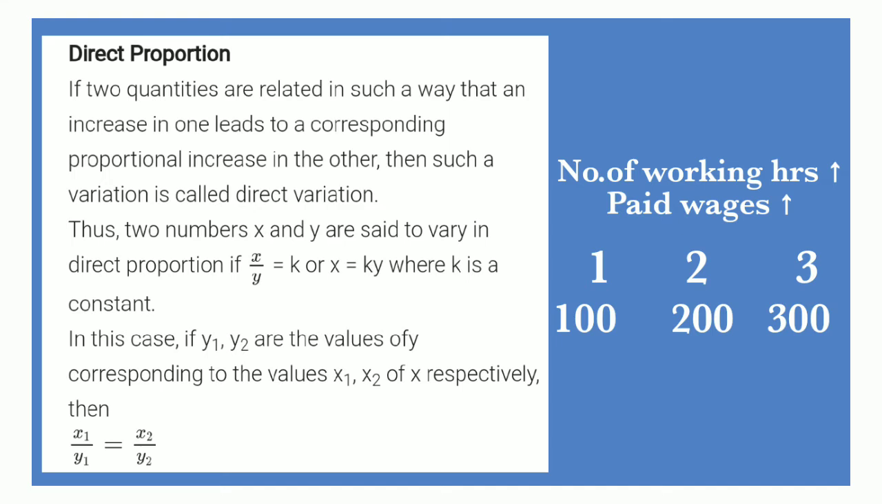Look at this example. Number of working hours is increasing and paid wages will be increasing. 1 working hour, that is 1 hour, paid means 100. So 2 hours means 200. 3 hours means 300. So 1 divided by 100 is equal to 1 by 100. 2 divided by 200 is equal to 1 by 100. 3 divided by 300 is equal to 1 by 100. Every time x divided by y is equal to a constant number. Okay, so these are called direct proportion.